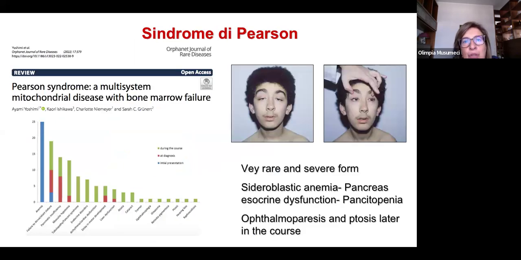Among these, we have to talk also of a very severe syndrome named Pearson syndrome. That is a multi-system disorder where PEO is associated also with extraneurological involvement with sideroblastic anemia, pancreas exocrine dysfunction, and pancytopenia.